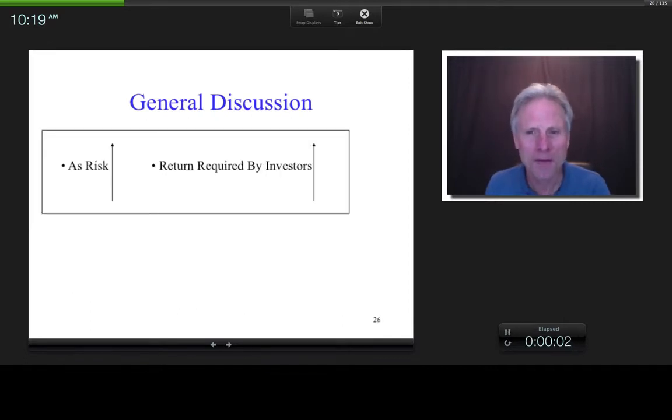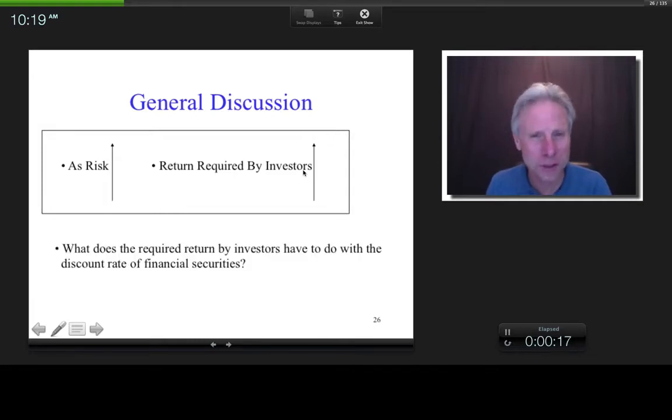Okay, so there we have it: as risk goes up for a given financial security, the required return by investors goes up. So my question to you is, well, our goal is to figure out the discount rate for financial securities, right? That's our goal for this lecture. And again, why do we care about that? Is it highly related to the discount rate for the asset investment decision?